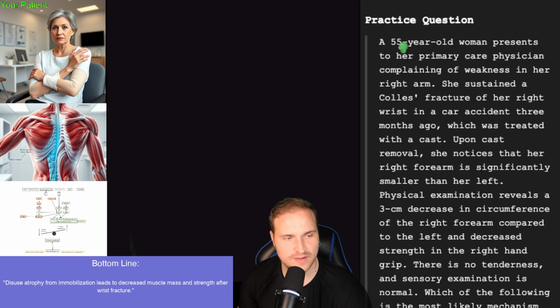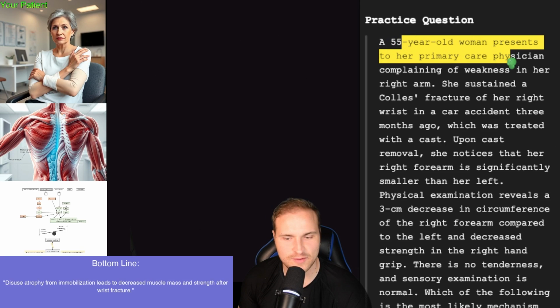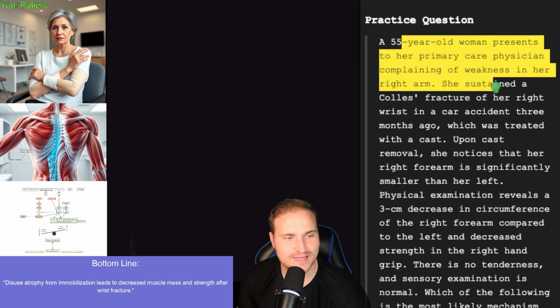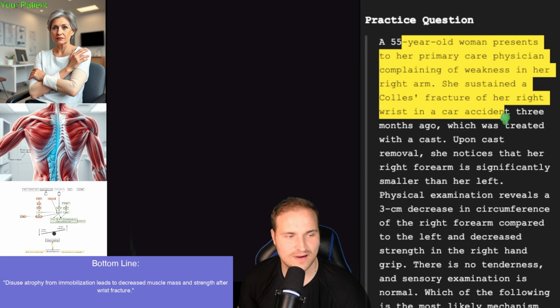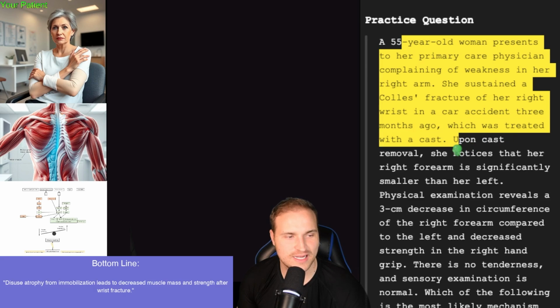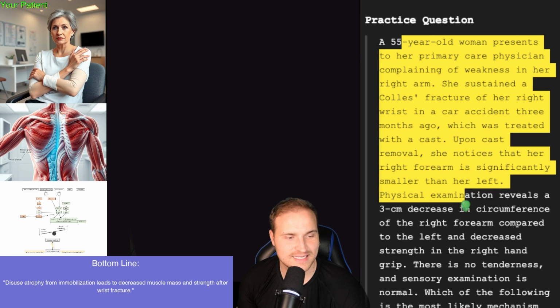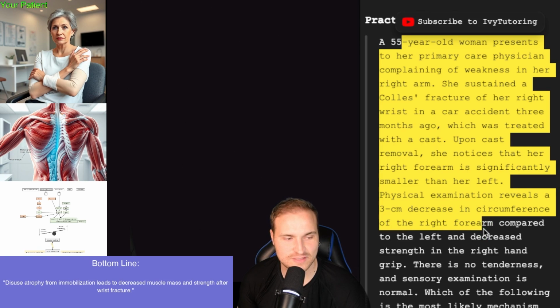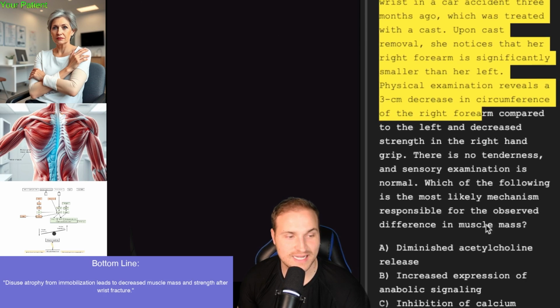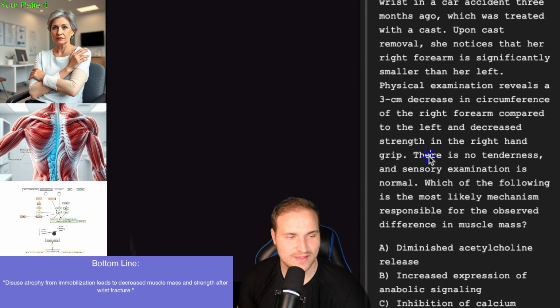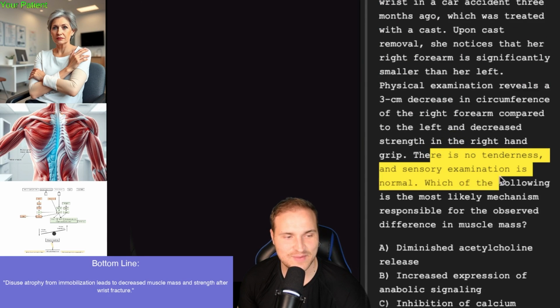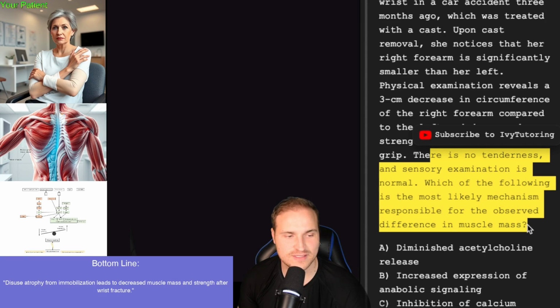Okay, in our next question, we have a 55-year-old woman presenting to her primary care physician, complaining of weakness in her right arm. She sustained a Colles fracture of her right wrist in a car accident 3 months ago. Then she had a cast, and when they removed it, she noticed her right forearm is significantly smaller than her left. Exam shows a 3 centimeter decrease in the circumference of the right forearm compared to the left, and decreased strength in the right hand. There is no tenderness, and sensory examination is normal. Which of the following is the most likely mechanism responsible for the observed difference in the muscle mass?